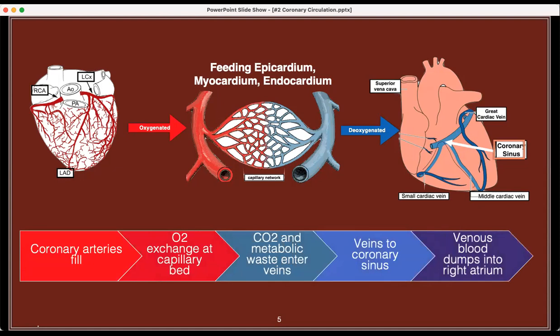So basically, coronary arteries fill, oxygen exchange happens at those capillary beds in the myocardium, exchanging carbon dioxide and metabolic waste, returning to the coronary sinus, and then that venous blood is going into the right atrium.